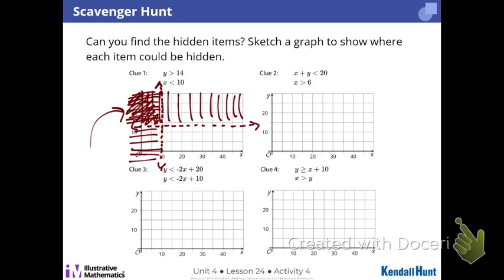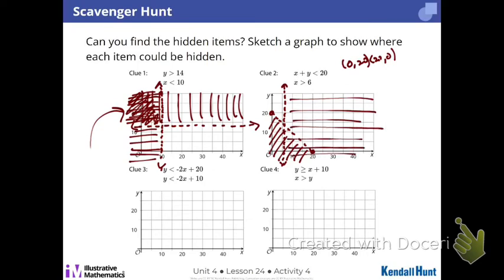The intercepts are both 20. The x-intercept's 20 and the y-intercept's 20 for this, right? When x is 0, y is 20. When y is 0, x is 20. That needs to be dashed. And does the origin work? Is 0 less than 20? Okay, so I'm shading below. And then x needs to be greater than 6. So does 6 work? Greater than 6? No, 6 doesn't work. So everything this side, and where they cross is in this region here. So right down there, that's where we can find the prize.